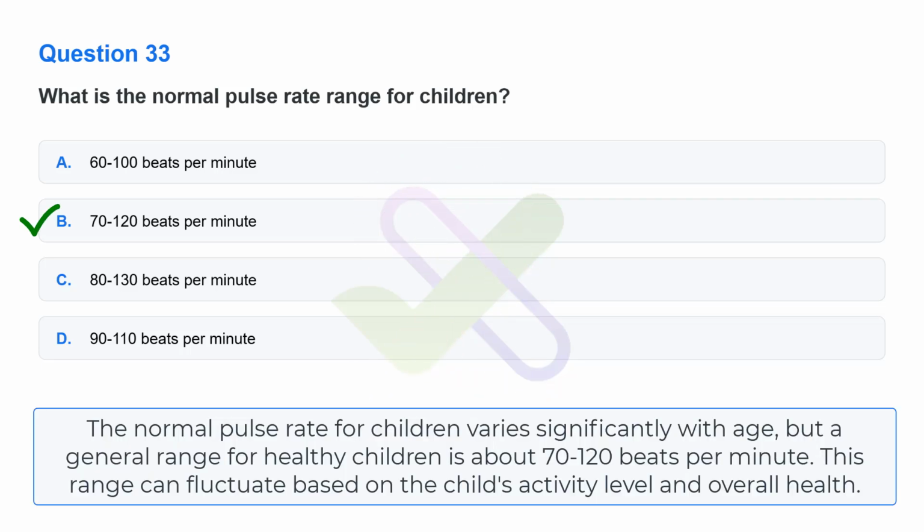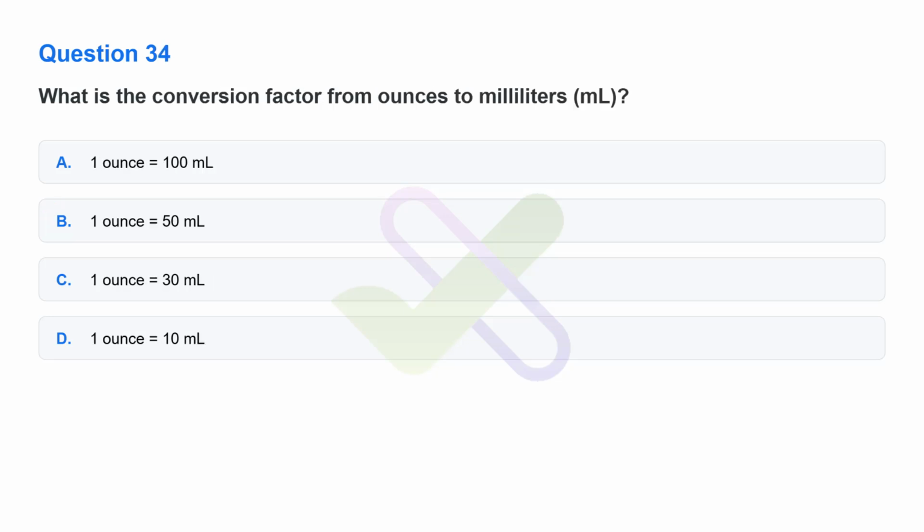The correct answer is B. 70 to 120 beats per minute. The normal pulse rate for children varies significantly with age, but a general range for healthy children is about 70 to 120 beats per minute. This range can fluctuate based on the child's activity level and overall health. What is the conversion factor from ounces to milliliters, ml?